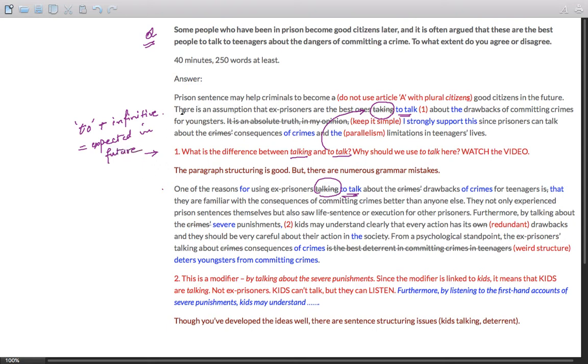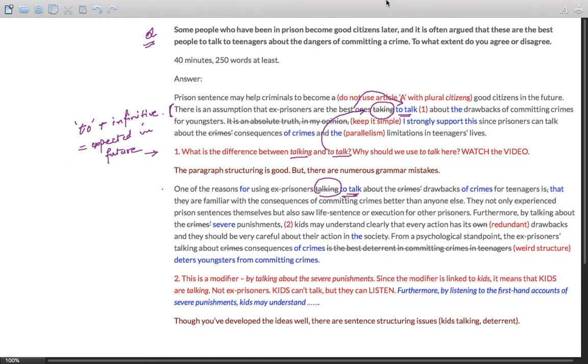So what this means is that there is an assumption. Let us begin over here. There's an assumption that ex-prisoners are the best ones to talk about the drawbacks. This will happen in future. So you are assuming that they are the best and they will talk in the future. They're not doing it right now.